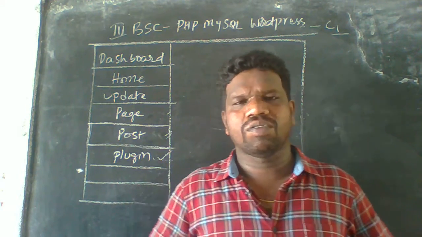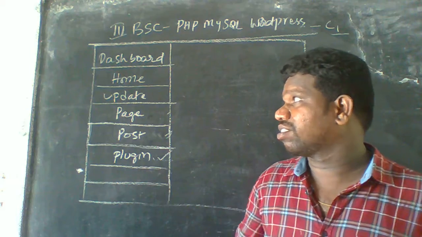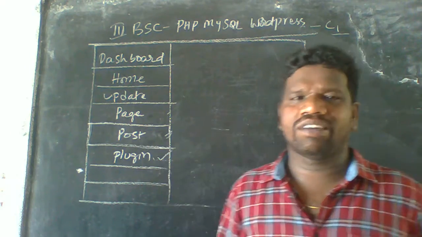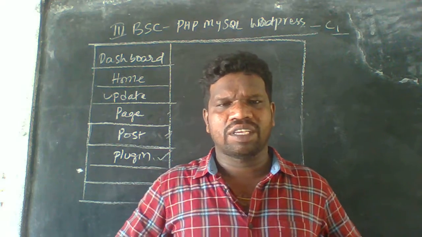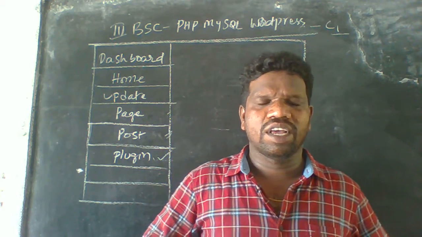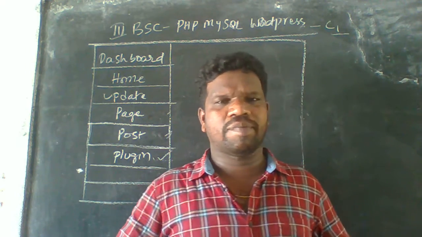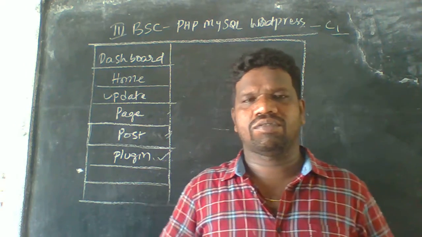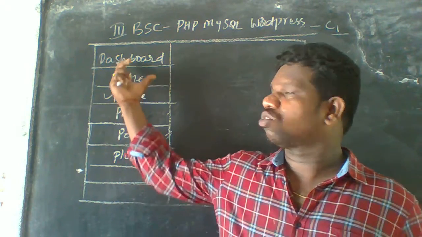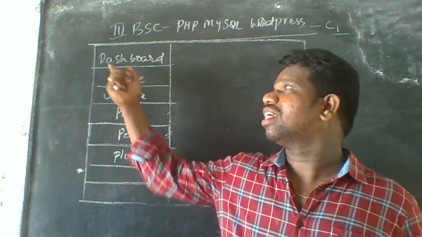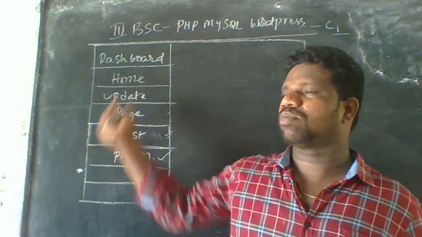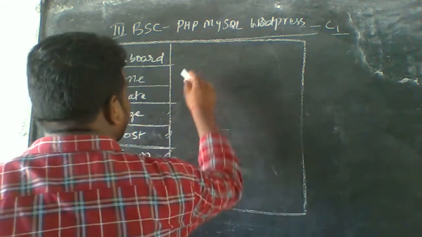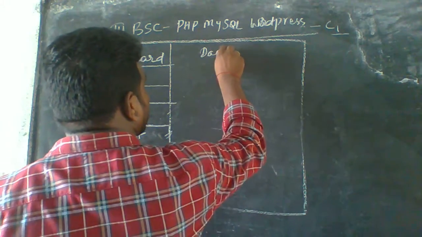Later we can discuss these topics. When you enter the WordPress software, you have to enter the username and password. Then this interface will be shown in this format. There is a box, and we have to see the dashboard. The dashboard content is also available here.